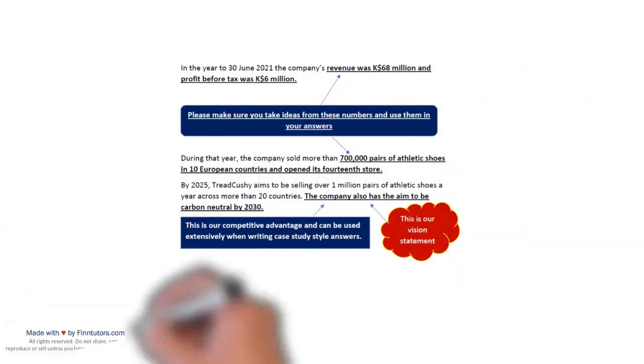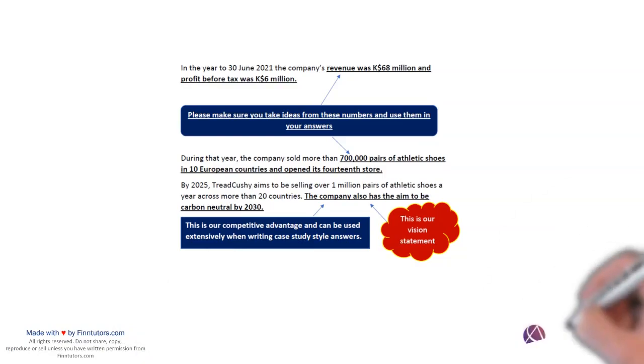In the year to 30th June 2021, so the company's year end they're taking as June 2021, the company's revenue was K dollars 68 million and the profit before tax was K dollars 6 million. So what I can see from here is the company's revenue is 68 million and the profit before tax was 6 million, which means my profitability from the revenue is about between 9 and 10%.